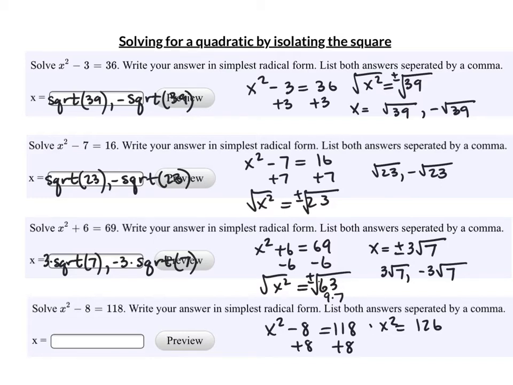So I'll take the square root of both sides and put our plus or minus to get our two answers. And this is 9 times 14. So I see that x is equal to positive or negative. The square root of 9 is 3 root 14. And so in WAMAP, I'll punch in 3 times the square root of 14, comma, and negative 3 times the square root of 14.